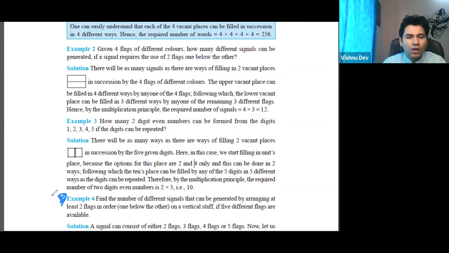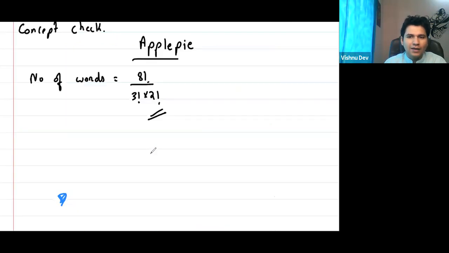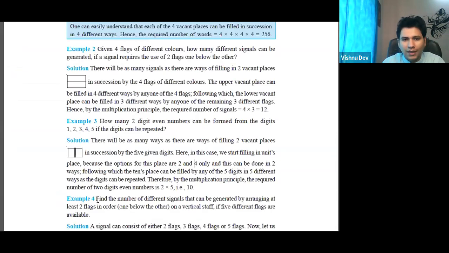Again, I have to use common sense, right? What is the meaning of at least? Minimum, right? That is the concept over here. So you have to use a little brain. Now look at the question. Find the number of different signals that can be generated by arranging at least 2 flags on a vertical staff.